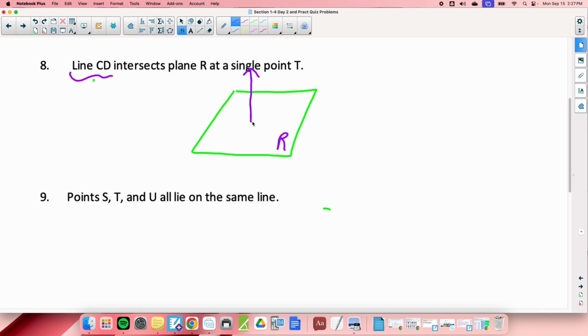This is what it should look like. It's stabbing through the plane because it intersects only at a single point T. These dashes are important. If you didn't have them there, it would be wrong. And then it says that's line CD. So somewhere on this line I need a C, somewhere I need a D, and then that would be done, okay?